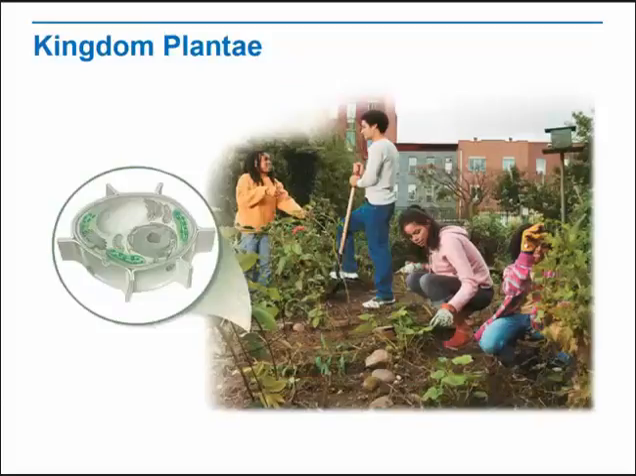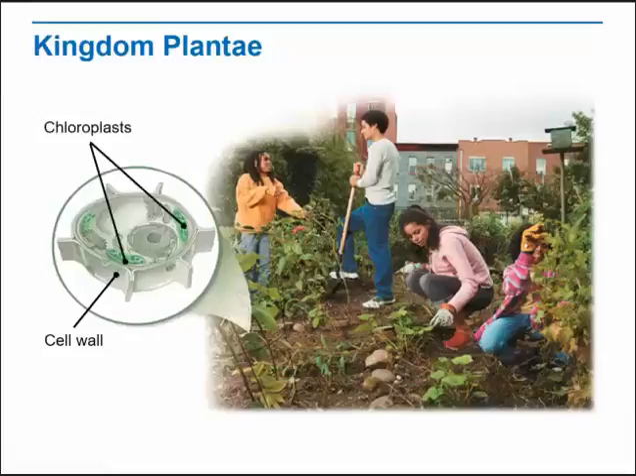Traditionally, plants are classified as members of the kingdom Plantae. Plants are eukaryotes that have a cell wall containing cellulose and carry out photosynthesis using chlorophyll A and B. Plant leaves appear green due to the photosynthetic pigments chlorophyll A and B, which are located in the chloroplasts.